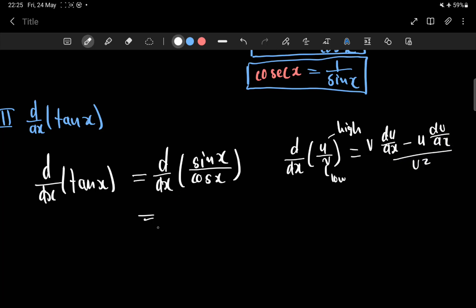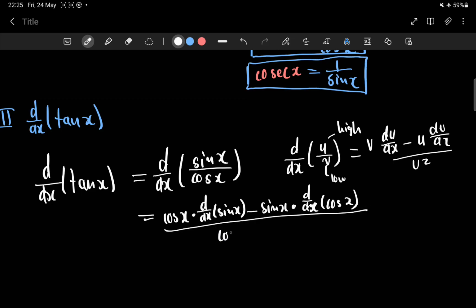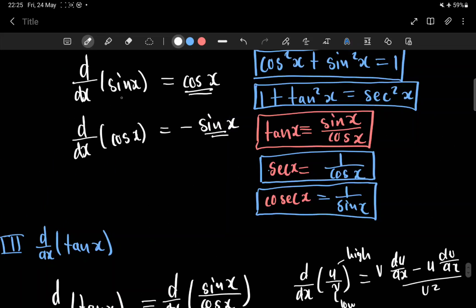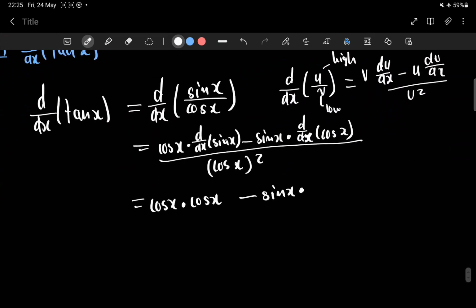So let's do that here. It will be low, cos x, d high, the derivative of the top, which is sine x, minus high, which is sine x, times the derivative of the bottom, d dx of cos x, over square the bottom, which is cos x squared. So this is going to be cos x times the derivative of sine x, which is cos x, minus sine x times, sorry, the derivative of sine is cos.